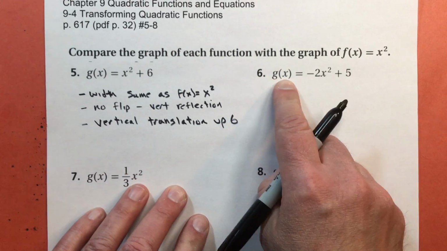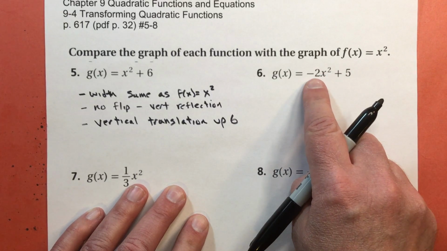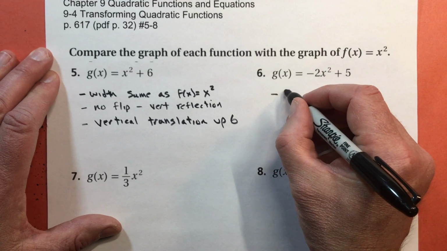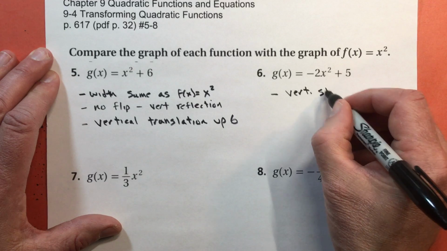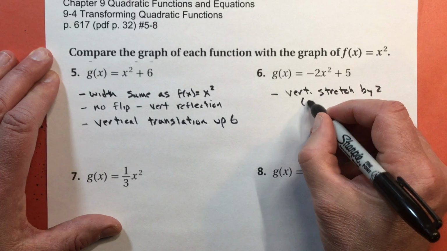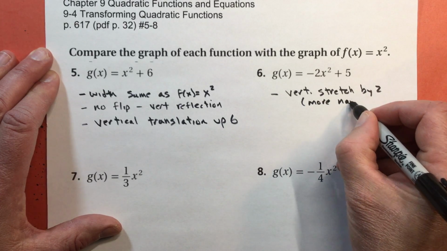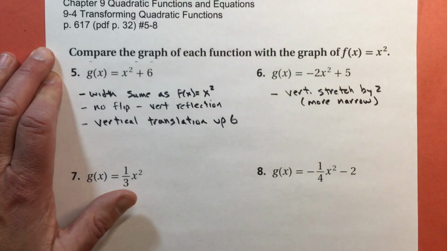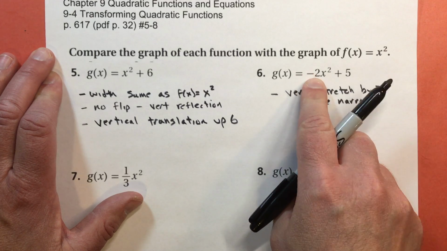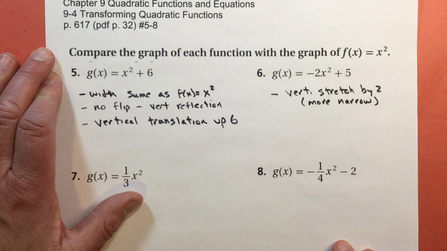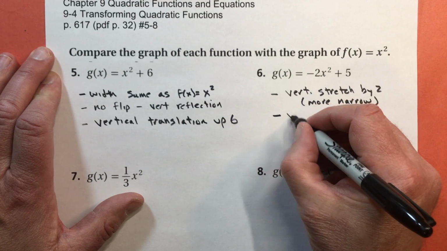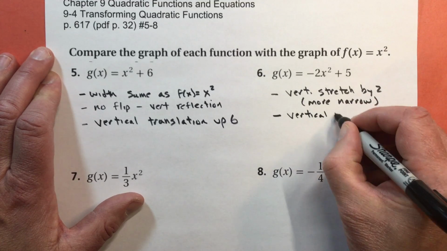For number 6, now instead of just x squared, I've got negative 2 times x squared. There's two things happening here, okay? The 2 tells me that I have a vertical stretch by 2. That means that it is more narrow. So if you have a multiple choice test and it says which one's more narrow, without the negative sign, I'm looking for a big number there, like you saw me do in the last video. The negative tells me that I have a reflection. So I have a vertical reflection.